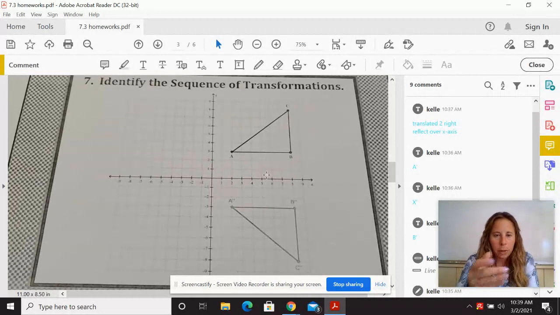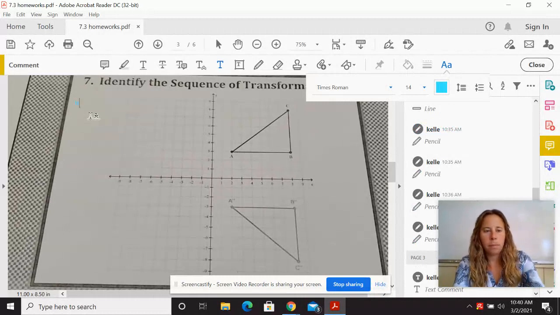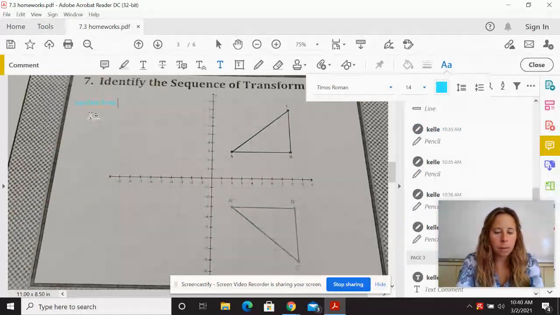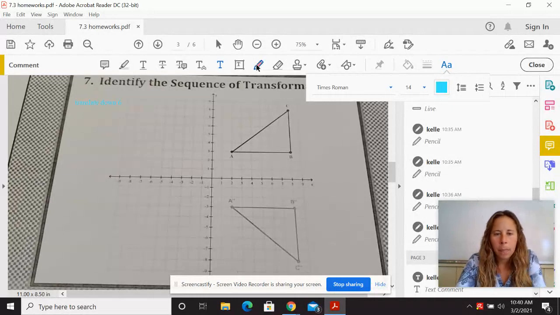This is why we can all do it differently. The first thing that pops into my brain is, I want AB to be on AB, right? So if I move AB down so it's right on top of AB, I'm translating down, 1, 2, 3, 4, 5, 6. So I'm translating down 6. You do not have to do it this way. That's just what my brain goes to.